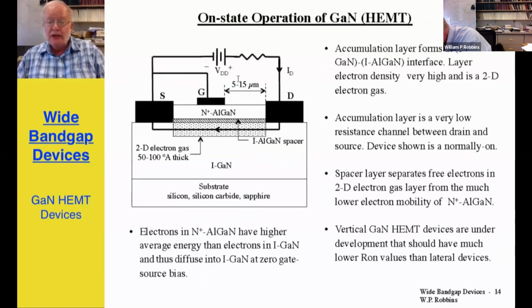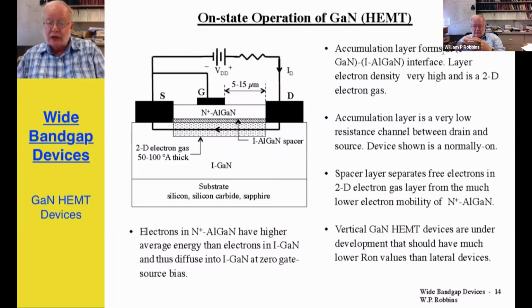The on-state operation of a device occurs when you have zero gate to source voltage, because this is a normally on device. In that situation, the electrons which are in the N+ aluminum gallium nitride near the interface are able to diffuse across and into the intrinsic gallium nitride. And the reason for that is the average energy of the electrons in the N+ aluminum gallium nitride is higher than that in the gallium nitride layer, and so they just naturally will diffuse across.